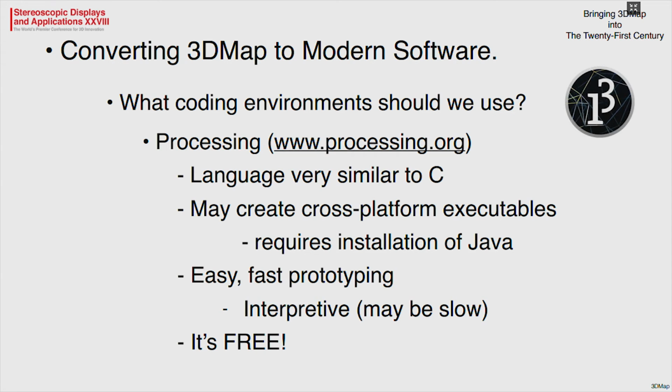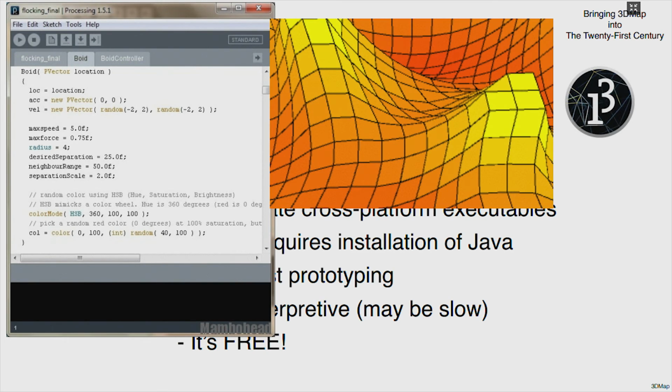There's this thing called Processing, at processing.org. It's a very C-like language. It's in Java. It's a language similar to C. You can create cross-platform executables. It requires Java as a foundation. And easy, fast prototyping, and it's free. And this is what it looks like.